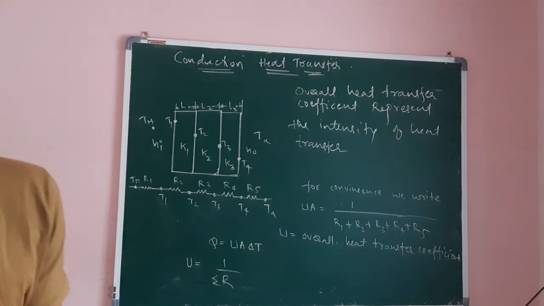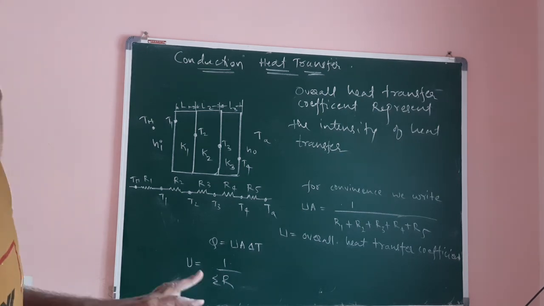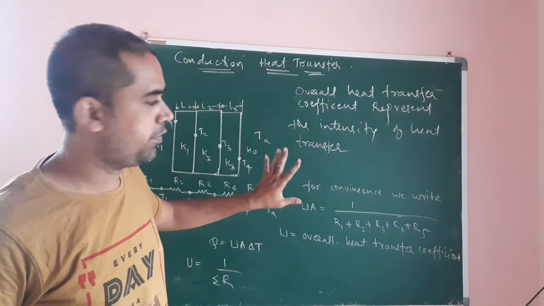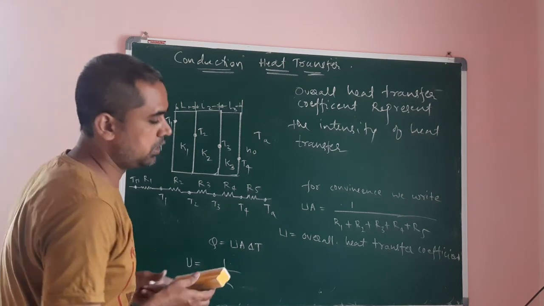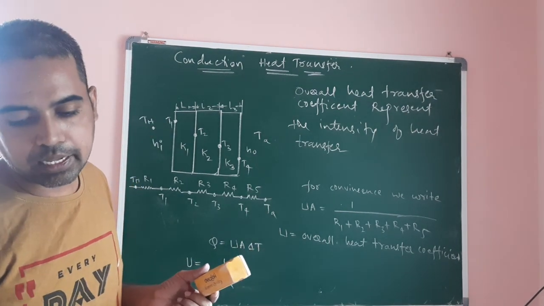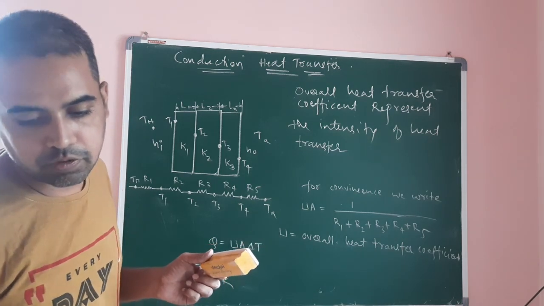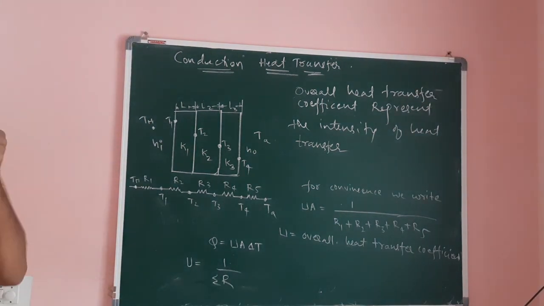Now we will solve one. Numerically, it is equal to the heat quantity passing through. If you calculate numerically, the overall heat transfer coefficient is the heat transfer passing through unit area of wall in unit time with unit temperature difference. Okay, that is the overall heat transfer coefficient.